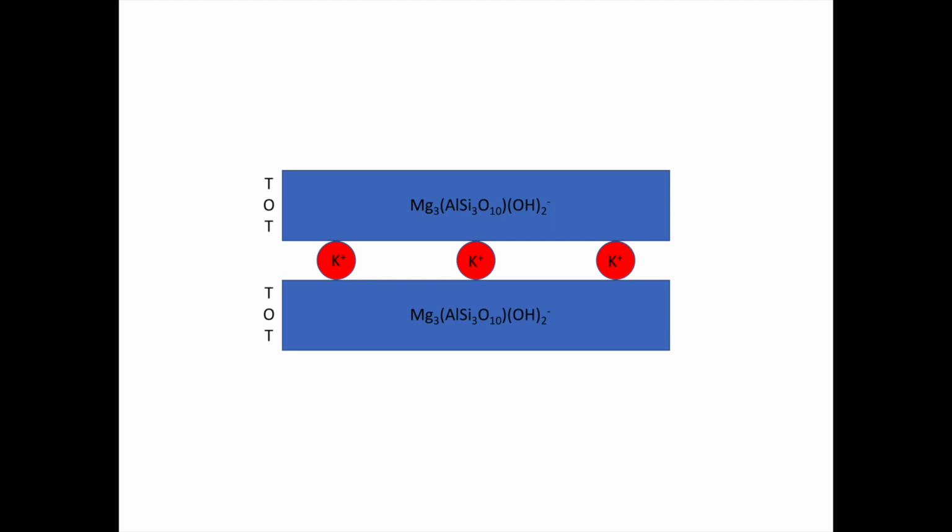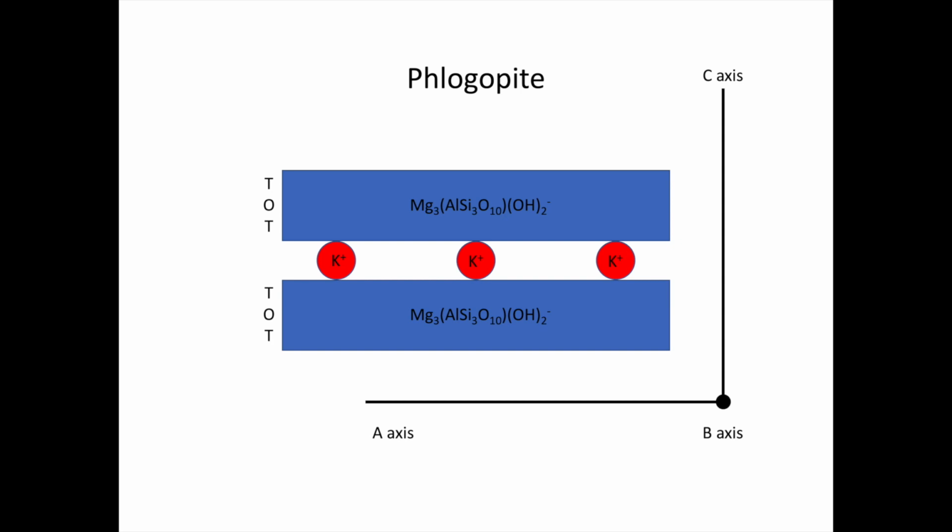Let's add on some crystallographic axes to our schematic view of our Phlogopite structure. And now we get to add on a bonus complication that has to do with the TOT layers in our Phlogopite structure.